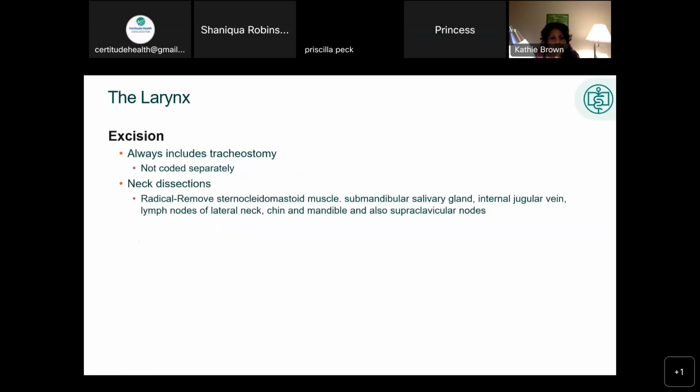Excision always includes a tracheostomy. So look at your suffix. Ostomy means they're cutting into.